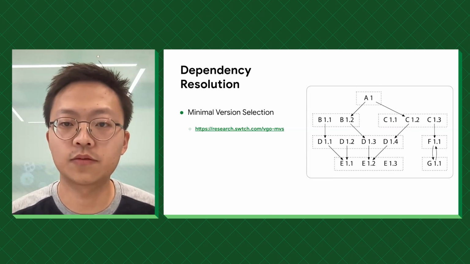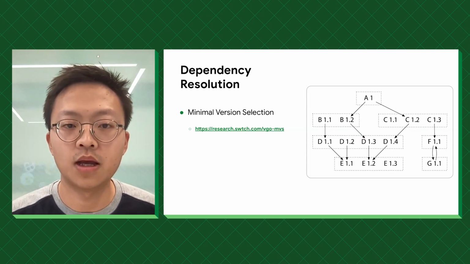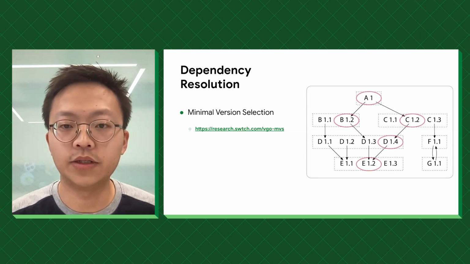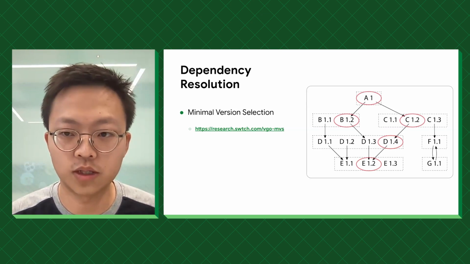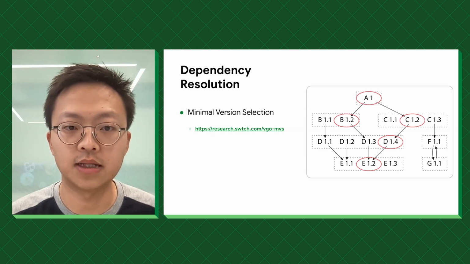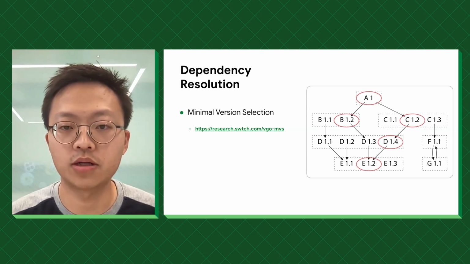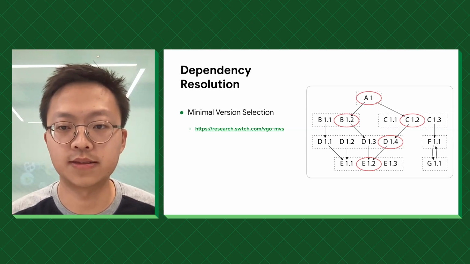For example, in this graph, A is the main module, which depends on B1.2 and C1.2. In the resolved dependency graph, D1.4 is selected because it's newer than D1.3, and E1.2 is selected because no newer version is required even though E1.3 exists.